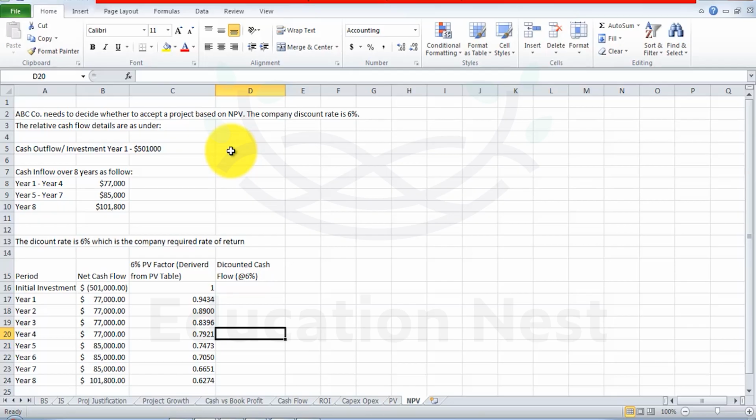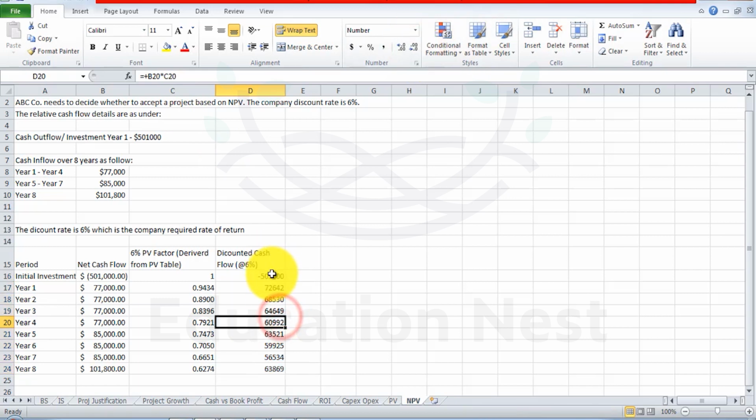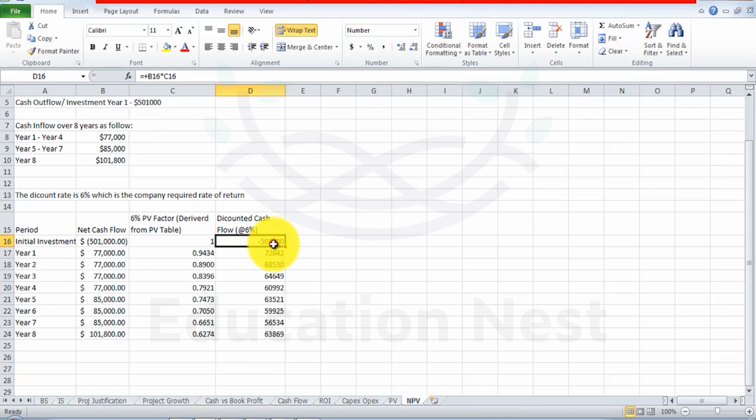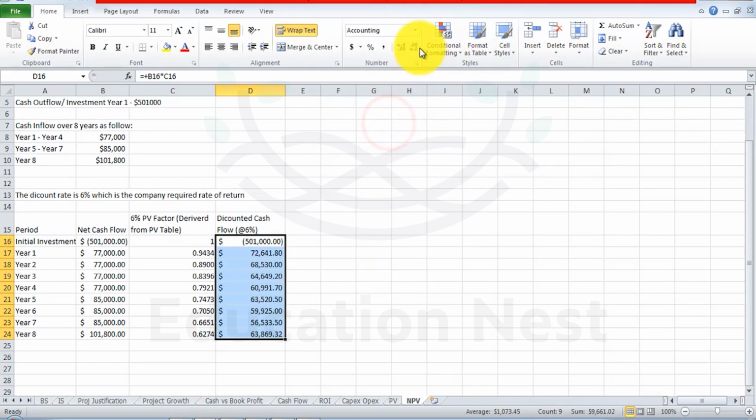Perfect. Now it's simple. We're just going to multiply the net cash flow with the present value factor, and the same formula applies for everyone. And you have the dollar values over here. Right. So let's round this off to 0 decimals over here. Okay. Perfect. Now, if we put this in accounting format, we'll have the currency figure here.